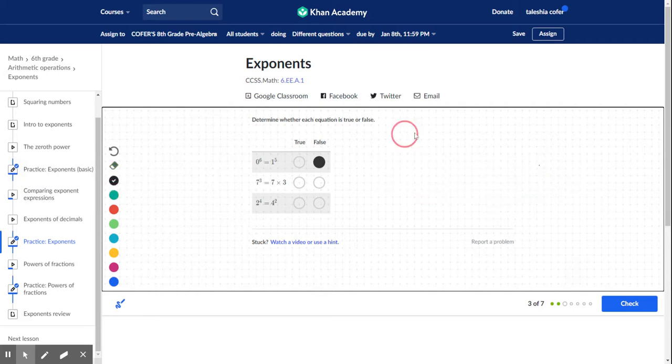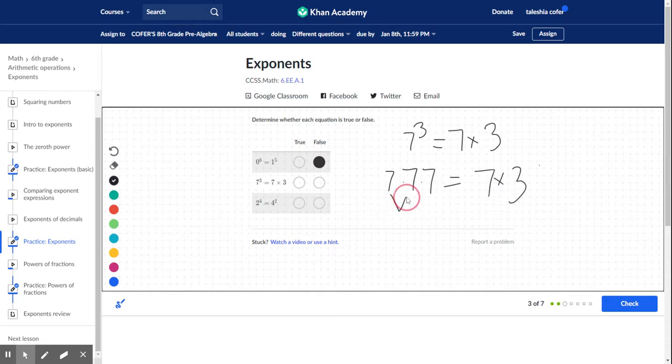The second part down here says that 7 to the third power is the same thing as 7 times 3. 7 to the third power, that's saying 7 times 7 times 7. And 7 times 3 is just saying 7 times 3. Make sure I say this stuff right so you don't get confused.